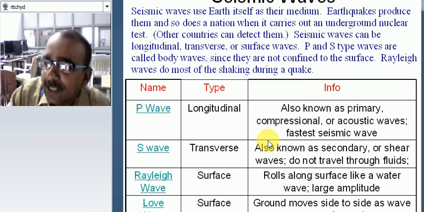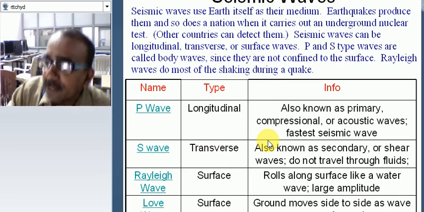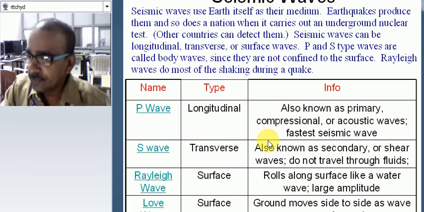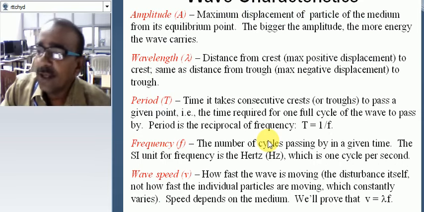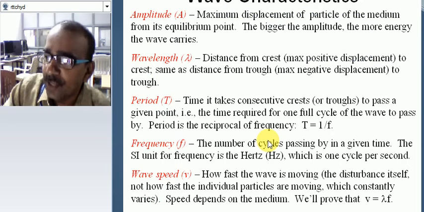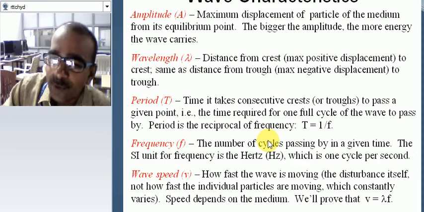The next characteristic of a wave is the wavelength. It is the distance between two successive crests or troughs or the peak points. The third one is the time period, the time it takes for consecutive crests to pass through a given point. That is the reciprocal of frequency.